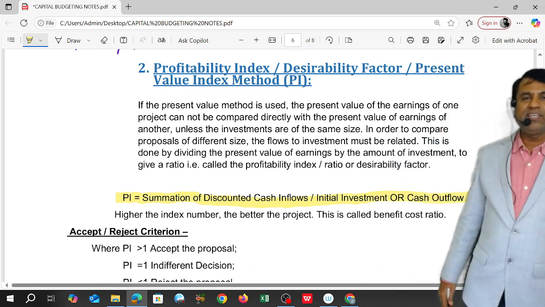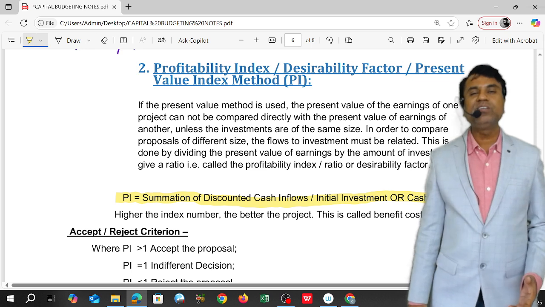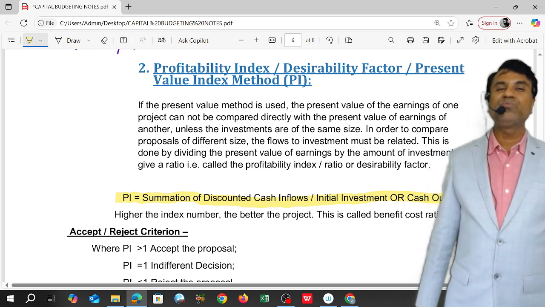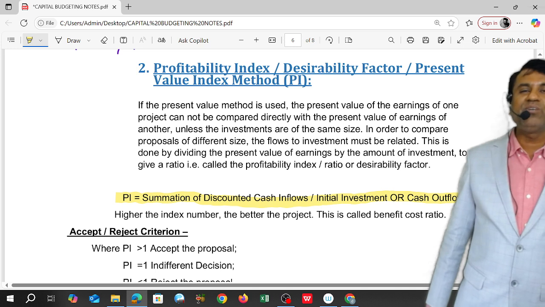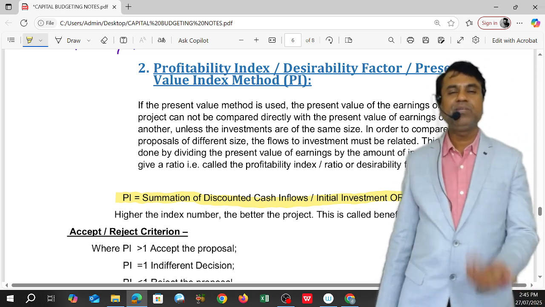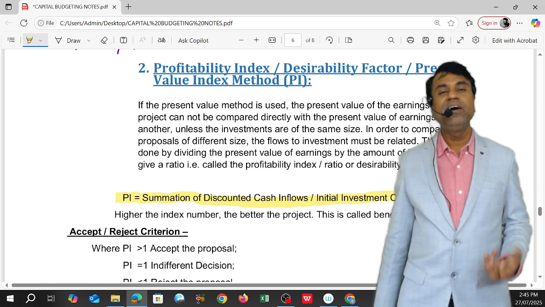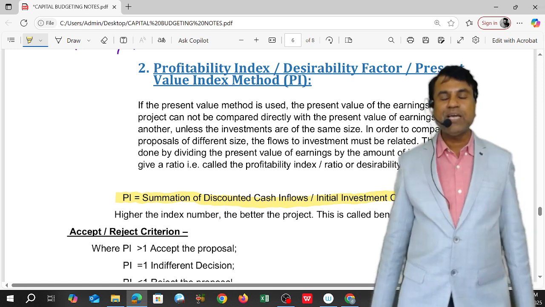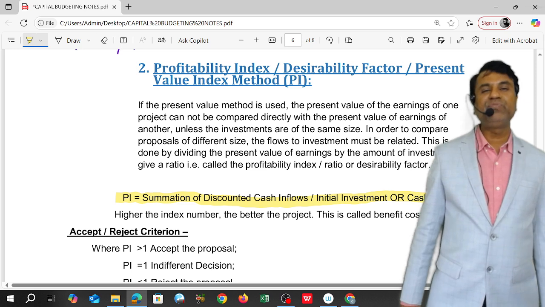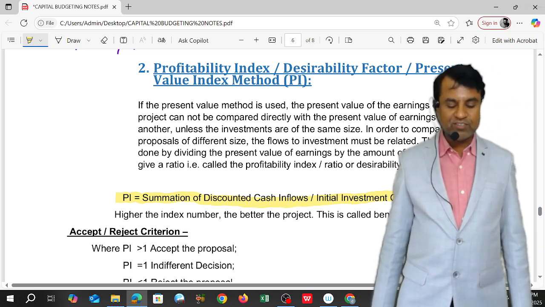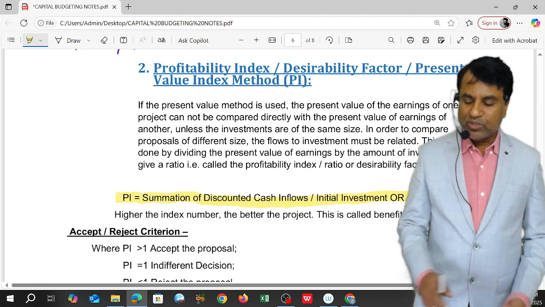Means same formula is there. In the earlier equation it was in difference format, that is summation of discounted cash inflow, or summation of present value of future cash inflow, minus initial investment. Now here, instead of difference, it is in a ratio format. So we just need to calculate the ratio, which is called PI, profitability index, benefit cost ratio, or desirability factor or present value index method, and let's do the same thing there.